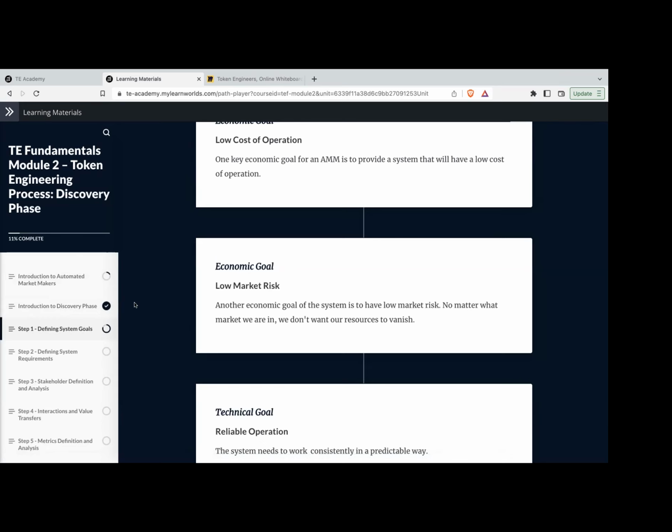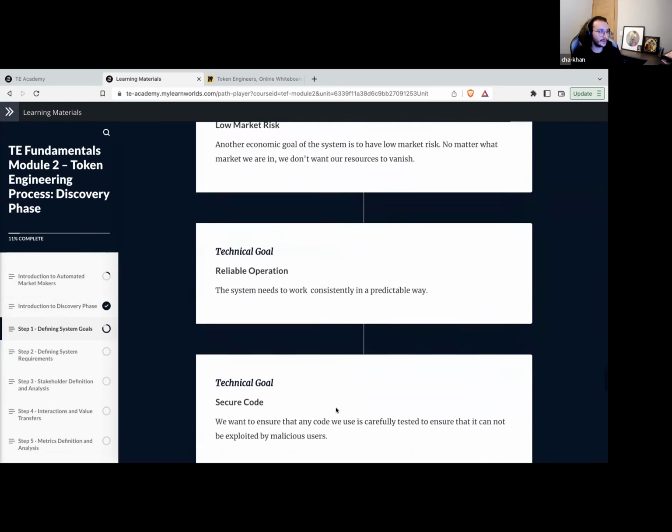I'm also understanding it as a way of behavioral motivation mechanisms, potentially. So the system itself, what does it incentivize? So which of those goals kind of does that? Low market risk. No matter what market we're in, we don't want our resources to vanish. All right.